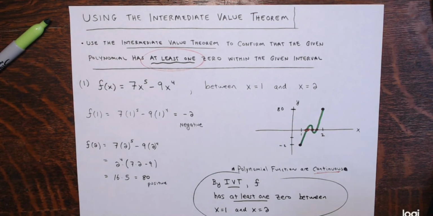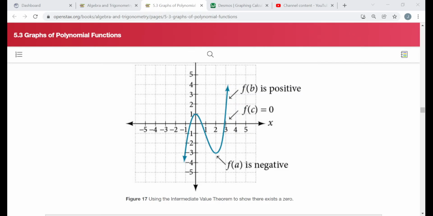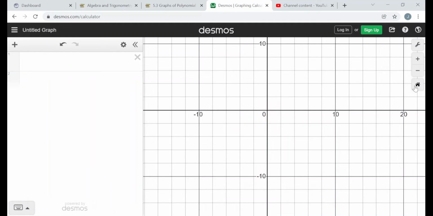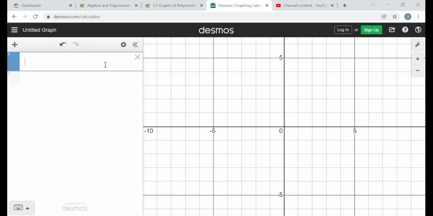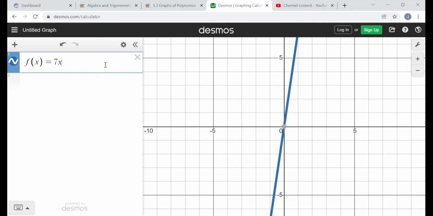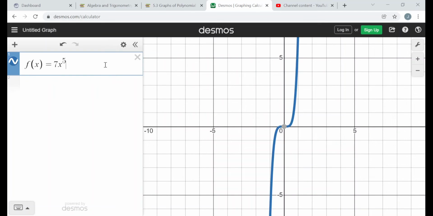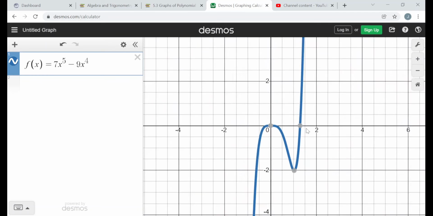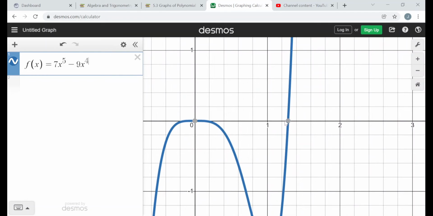Now if you want to confirm this completely, let's take a look at the actual graph. I'm going to go to that free online calculator at desmos.com, and I'll enter the function we were given, f of x equals 7x to the 5th minus 9x to the 4th, and then look between x equals 1 and 2. And the nice thing about Desmos is you can actually see the x-intercept.